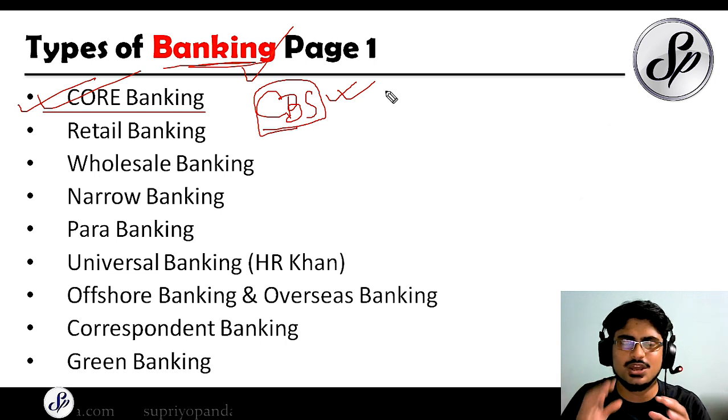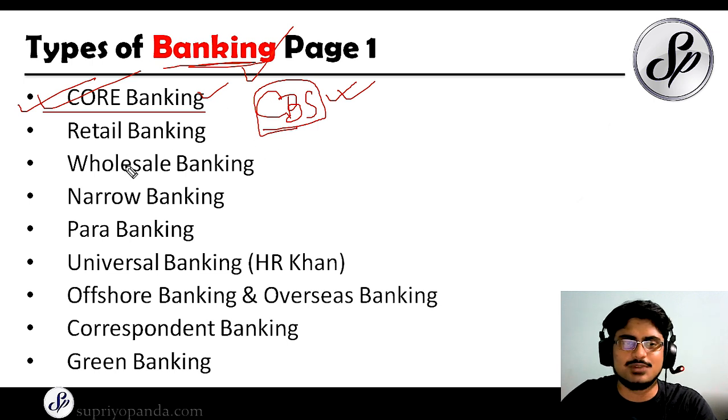Earlier, we had ledgers and big files that used to be maintained, and the customer could only bank in one branch. But now branch banking is essentially going away, and we have a centralized system, a software which connects each and every branch, and that is core banking.